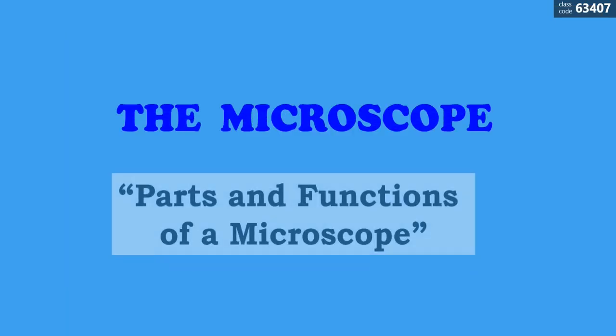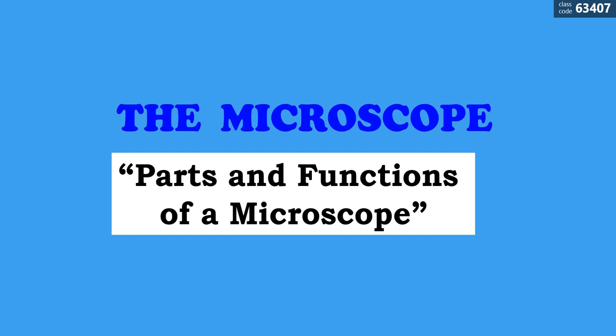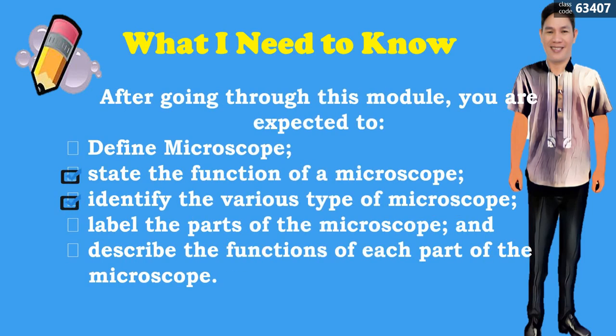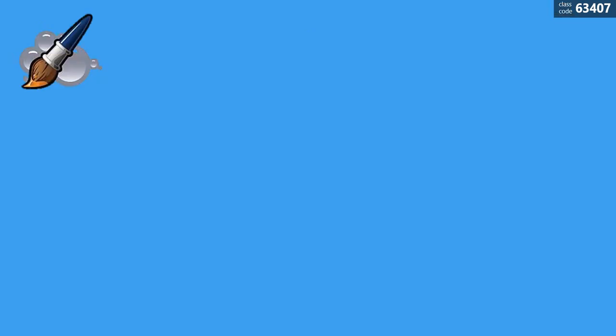Okay. So for today, we're going to discuss the second part of Module 1, Quarter 2 of Science 7. This is the same under the microscope, but this time we're going to tackle the parts and functions of the microscope. These are our objectives for the day. After going through this module, you are expected to define microscope, state the function of a microscope, identify the various types of microscope, label the parts of the microscope, and describe the functions of each part of the microscope. So let's start.